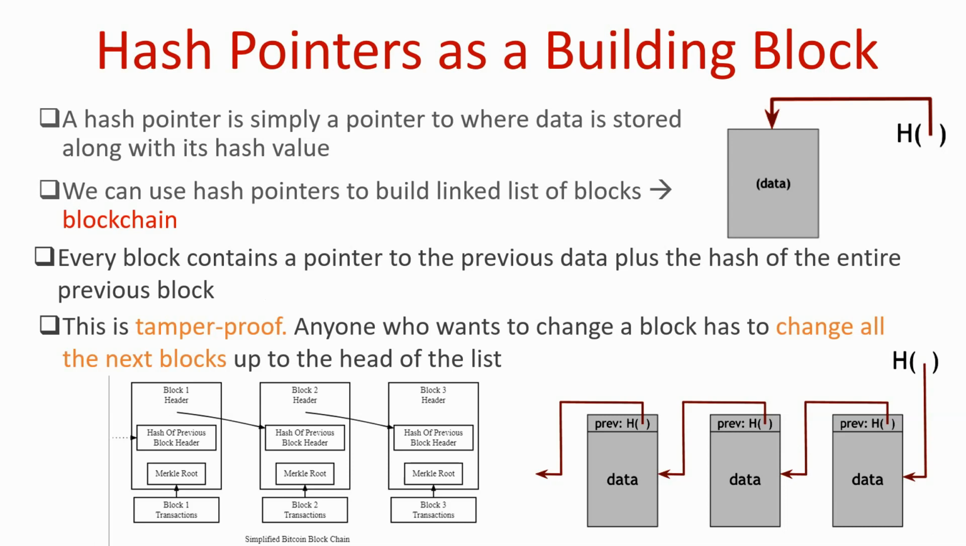Now, using hash pointers, you can build this tamper-proof ledger that is called a blockchain. If you see the figure on the bottom right corner, you see every data block has a header.